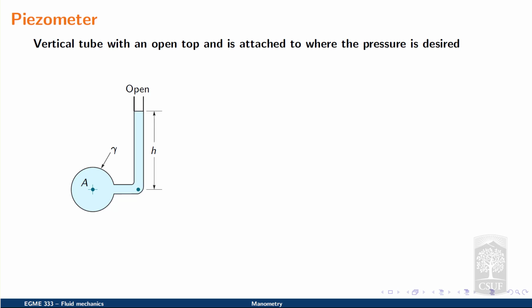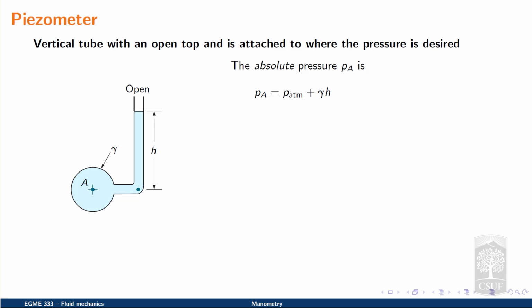So if we know the depth of point A relative to the open end of the piezometer indicated by h, then we can determine the absolute pressure at point A as P sub A simply by saying that P sub A is equal to the reference pressure. In this case, that is the atmospheric pressure at the open end or top of the tube, plus the specific weight of the fluid gamma times the depth of the fluid.